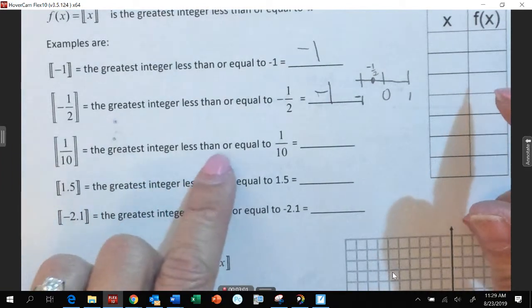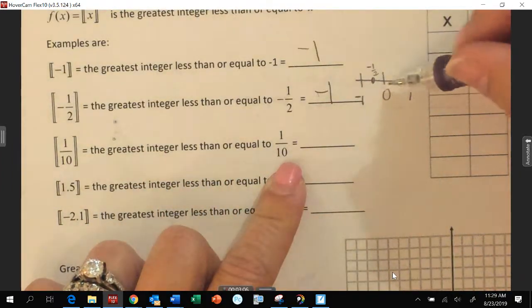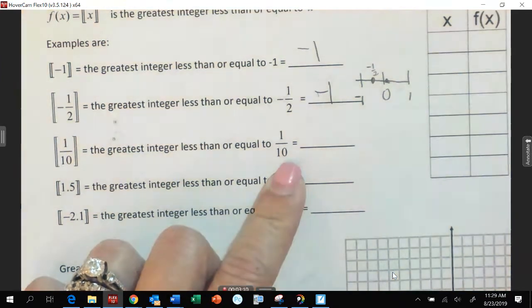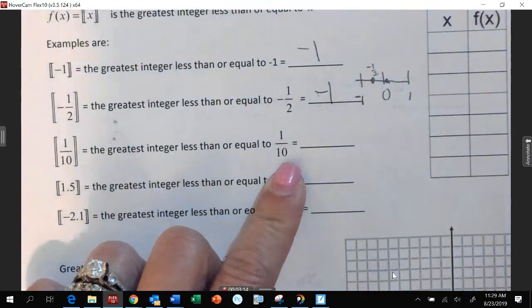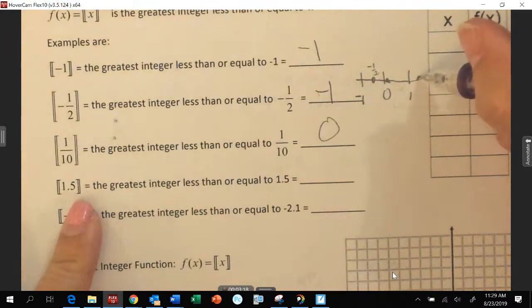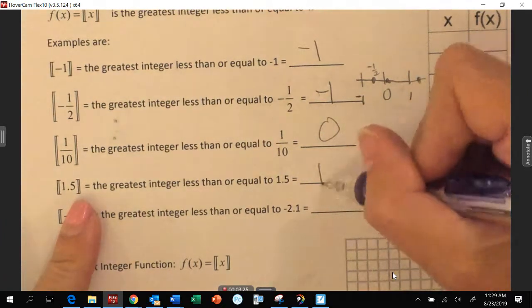The greatest integer that is less than or equal to 1/10. So 1/10, I'm going to use my same number line up here. 1/10 is about here. Which integer is less than or equal to 1/10? Dominic? 0. Good. 1.5. 1.5 is about here. What integer is less than or equal to 1.5? Kennedy? 1.